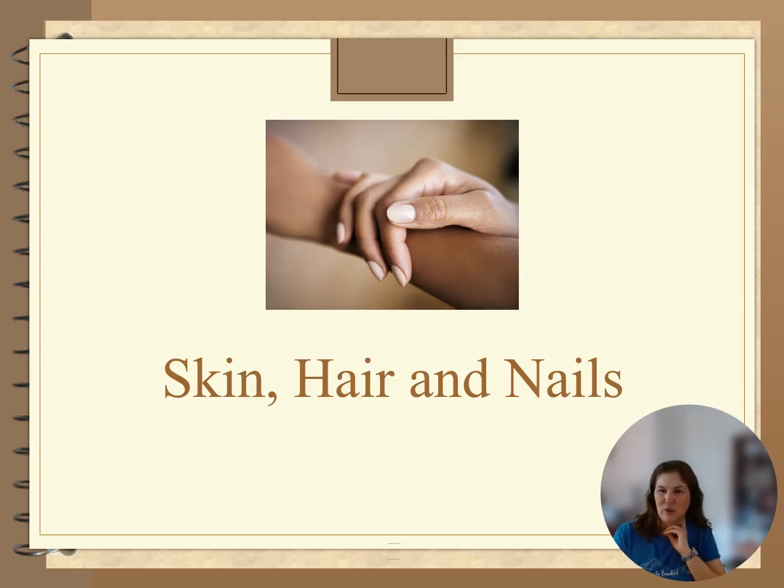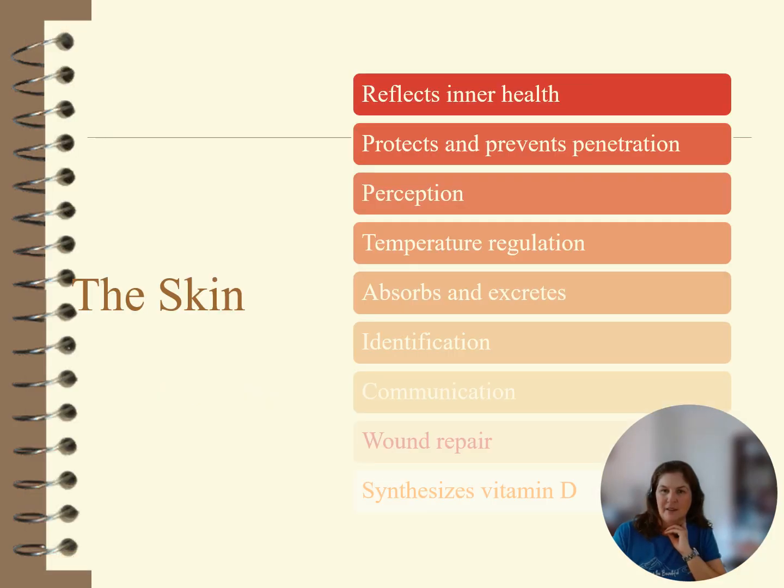Okay, getting on into skin, hair, and nails. The skin is the largest organ we have, and it is our first layer of defense. It reflects our inner health, and prevents and protects against penetration. It lets us know perception as well as temperature regulation. It allows you to feel touch, pain, temperature, pressure, for example. It absorbs and excretes. It has identification. Each of us has our own unique skin, with our unique combination of facial characteristics, hair color, and fingerprints.